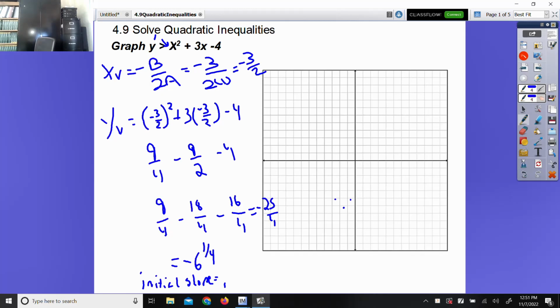I want to do something else too. This is actually the most important part about inequalities and quadratics. Not the y-intercept, the x-intercepts. How do you find an x-intercept? 0 is x squared plus 3x minus 4. You let y be 0. Always has been, always will be.